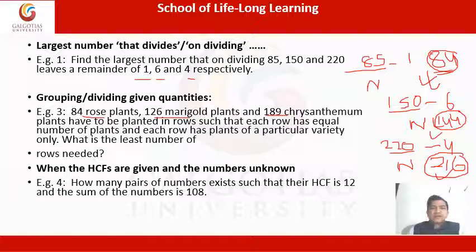Now you want to plant them in different rows, correct? Each row should have an equal number of plants. And also in one row, only one particular variety of the plants has to be planted. Like if in one row rose is planted, only rose will be planted. If in one row marigold is planted, only marigold will be planted. And the second thing is that in every row, the number of plants that is planted has to be the same.